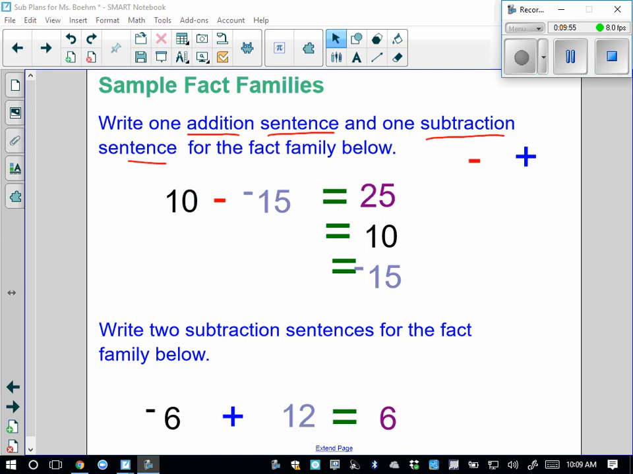Yep, so how are you going to use 2 numbers to get either the 10 or the negative 15? 25 plus negative 15. Okay, so that's going to be your addition sentence. 25 plus negative 15 equals 10. Is that what you want? Yeah? Okay. Liam, how about the next one? Now we need a subtraction sentence, right? Yeah. So I did 10 minus 25 equals negative 15.